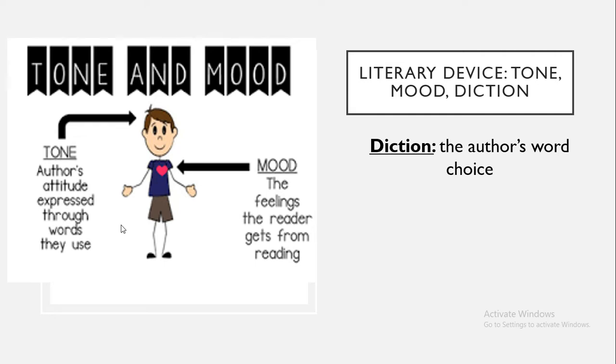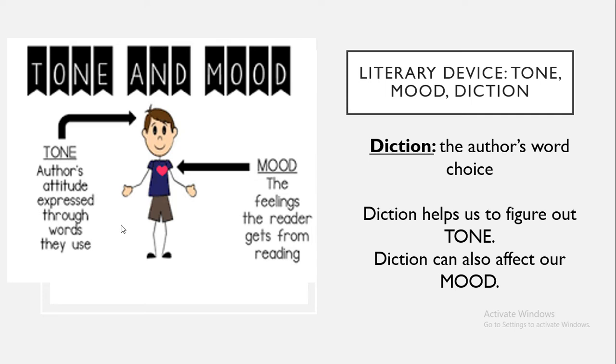And so the connection that we have here is that diction helps us to figure out tone, and diction can also affect our mood. So the words that the author uses help us to understand how the author feels. And then also the words that we're reading can affect how we feel about the text as well. I'm going to show you on the next slide what that looks like.